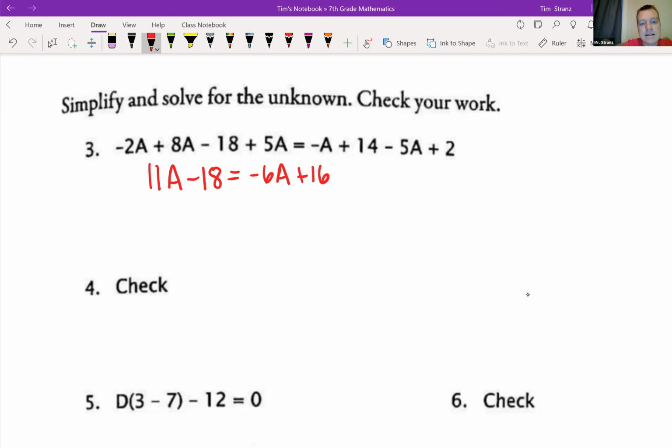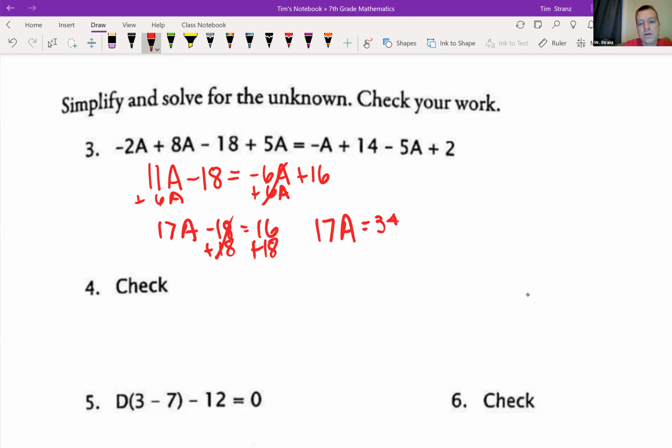Okay, I'm going to add 6a here to get rid of it, which means I have to do it on this side. So now I have 17a minus 18 equals 16. I'm going to add 18 on this side to get rid of it. I have to do it on that side. And I'm left with 17a equals 34. If I divide by 17 on both sides, it gets rid of the 17s, and a equals 2.